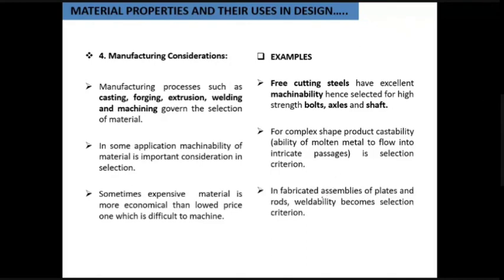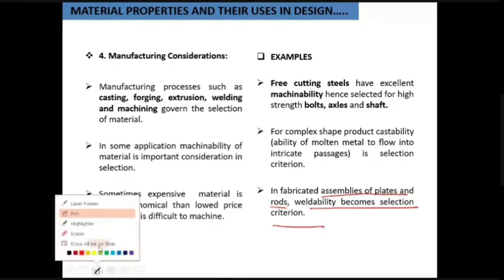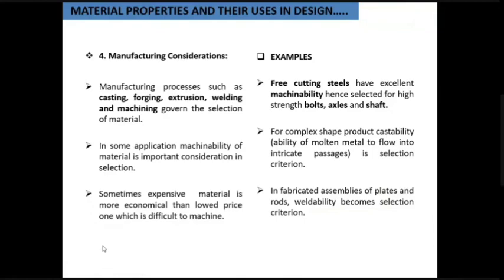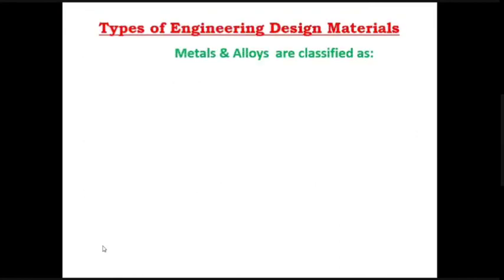So, in fabricated assemblies of plates and rods, weldability becomes the selection criteria. So, when you are assembling the plates and the rods, welding is the manufacturing process. So, accordingly, you have to select the material. If you select such a material which will not get welded, what is the use? I hope you understand this.